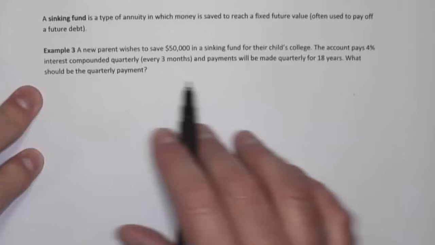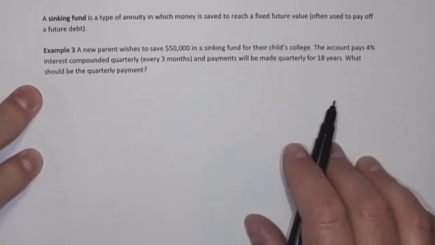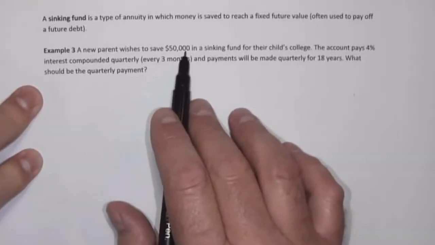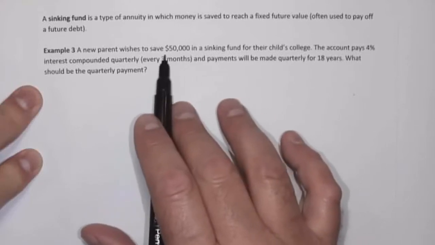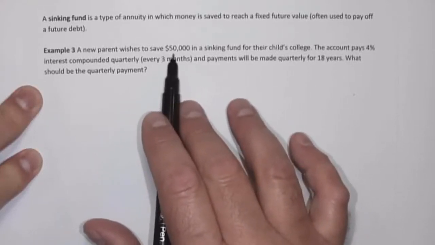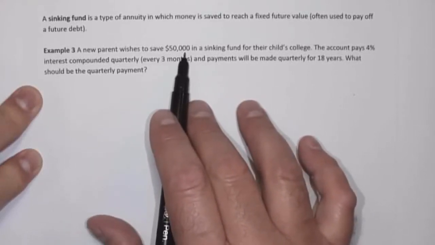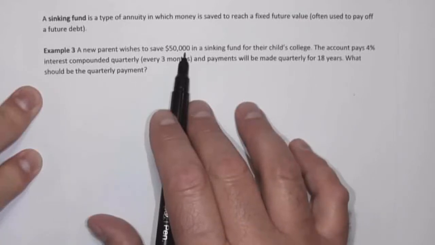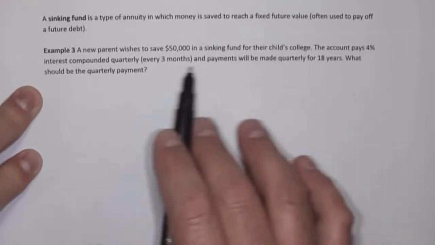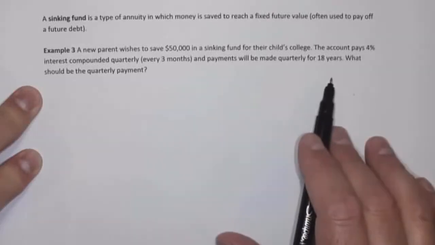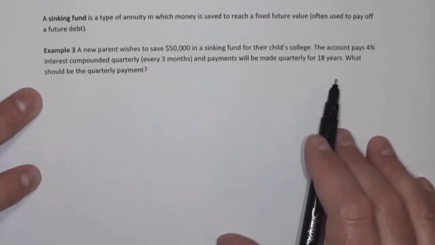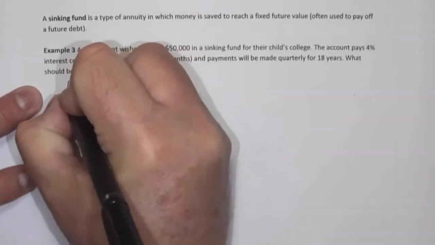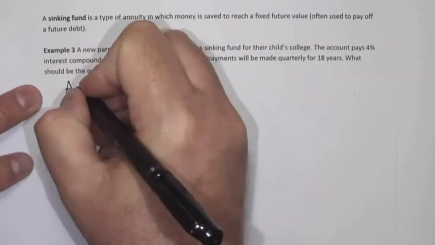Well, this is really just an annuity problem, but the difference is, in this case, we know what we want the future value to be. So we know what A should be in our annuity formula. We also know what the interest rate is. We know how often we're compounding, and so on. So we're looking for the payment, and we're going to use our same annuity formula.